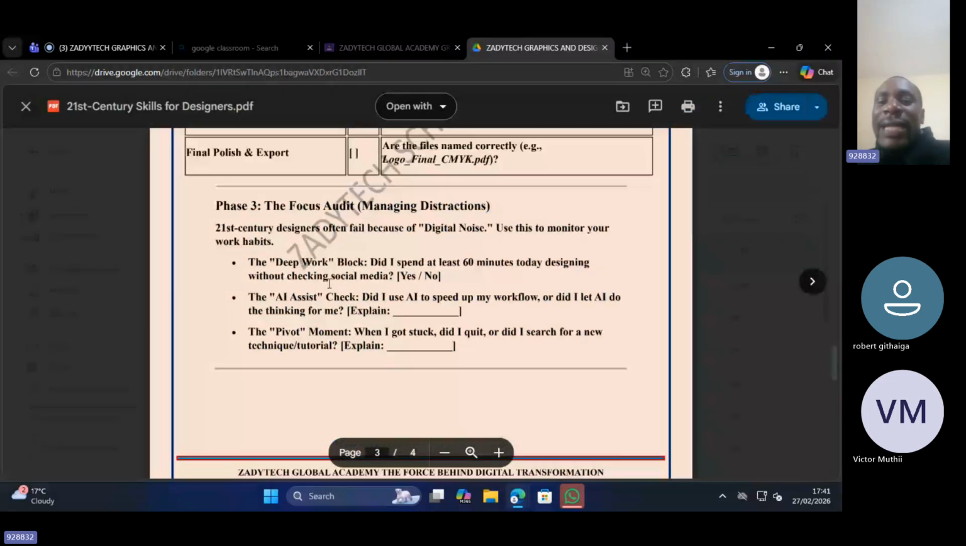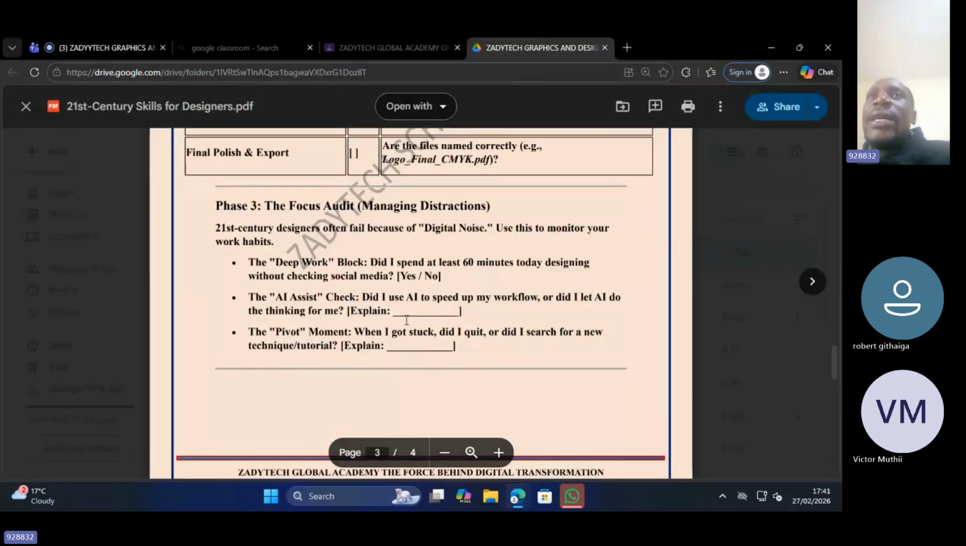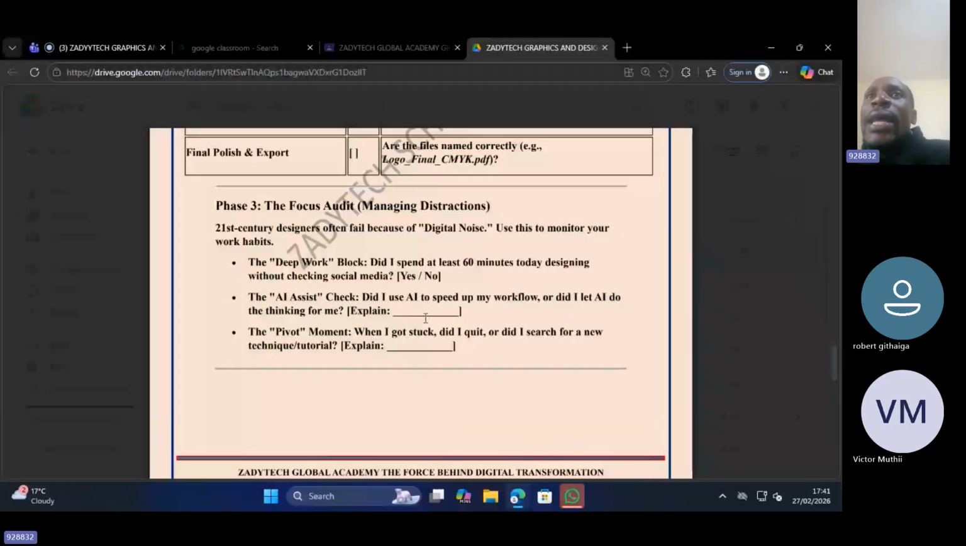Make sure that at least you spend around 60 minutes doing your deep work. Deep work simply means that you are doing your research, you are designing without any interaction from social media. Then you have to leverage the AI assist. Check: did you use any AI to speed up my workflow, or did I let AI do the thinking for me? Make sure that you leverage the AI tools so that you can come up with very good designs.